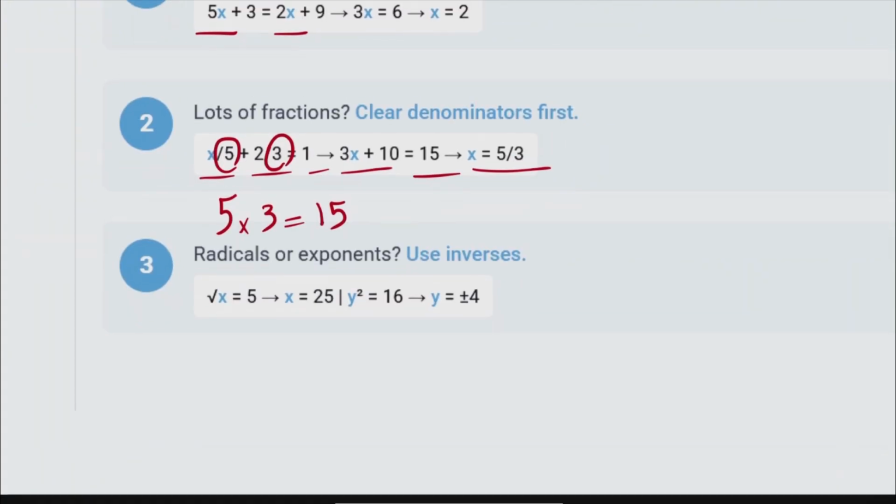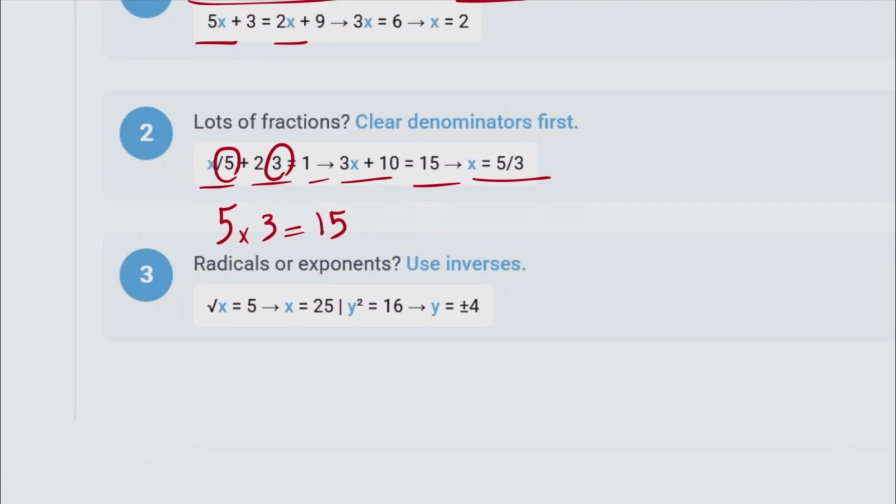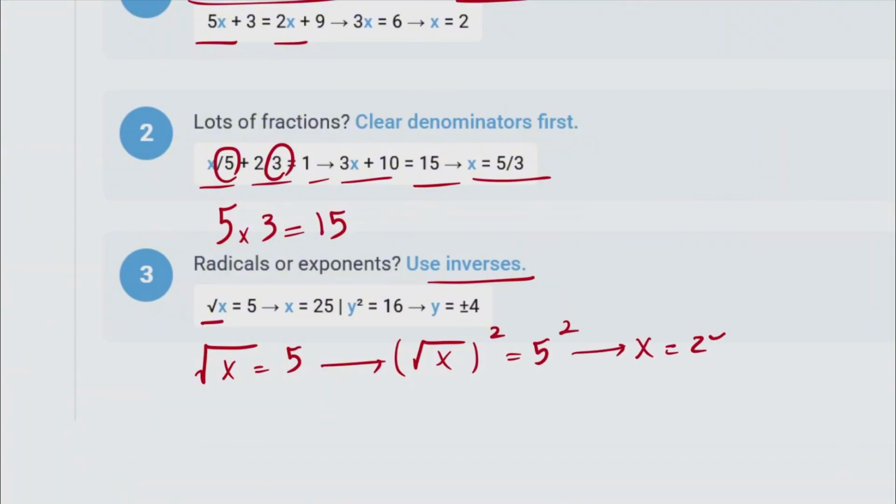If you have radicals or exponents, the only thing you have to do is, again, use the inverse. The inverse of a radical is using the power. So when the square root of x is 5, the only thing you have to do is raise both sides to the power of 2. So what you get is x equals 25 itself.